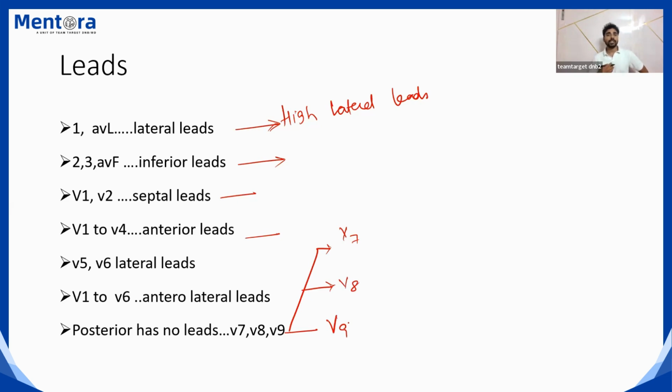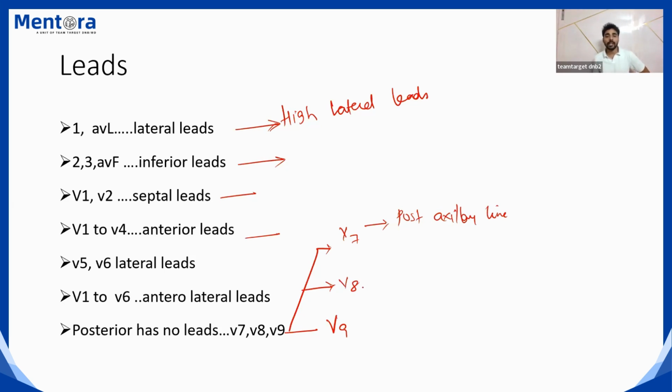You are just keeping V1 to V6; there is no V7, V8, V9. So we don't want the anterior leads; we will remove V1, V2, V3 and put them posteriorly. Where exactly do you put V7? V7 you put at the posterior axillary line. Very, very important. You remove V1 and put it at the posterior axillary line; that is your V7.